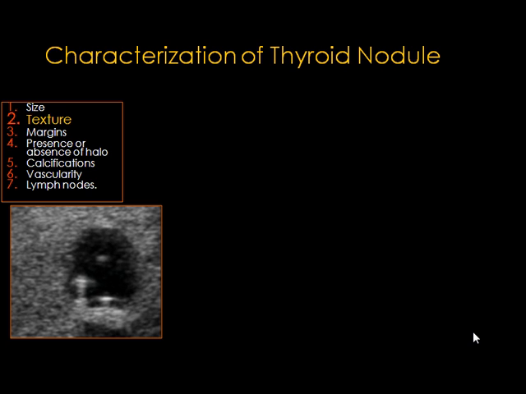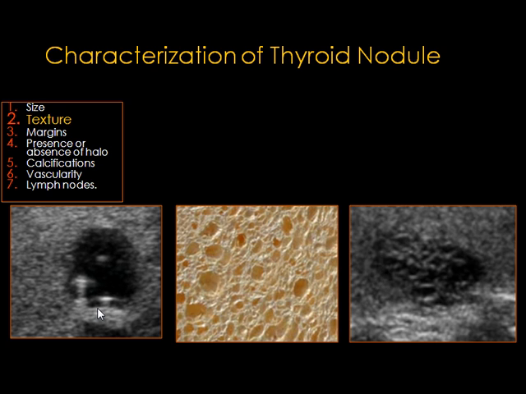And this is a cystic nodule with echogenic foci in it. Here we can see comet tail artifact behind the foci, and this is a typical colloid nodule. This is a sponge-like nodule. It has multiple cysts with thin septations. This indicates a benign non-neoplastic nodule.